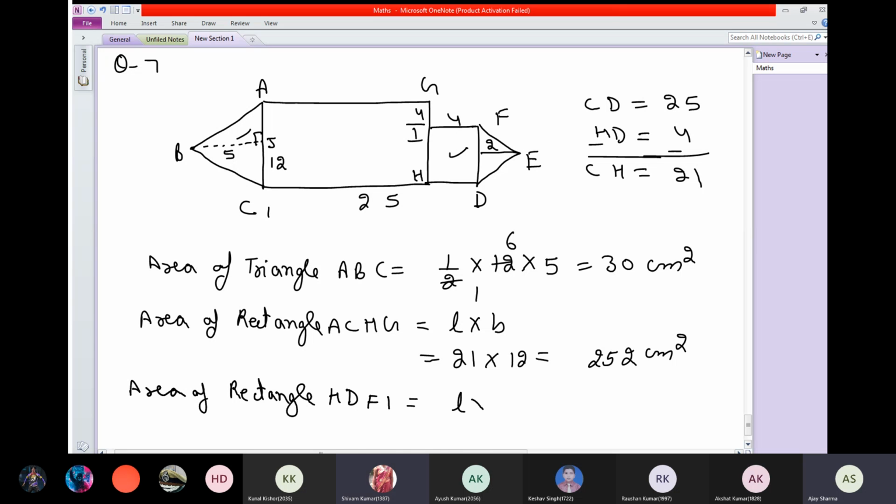Length equal to 8 and breadth equal to 4. That's okay. How do we obtain the 8? Anyone have any doubt? You may ask. See this one again. The total in the rectangle AC.